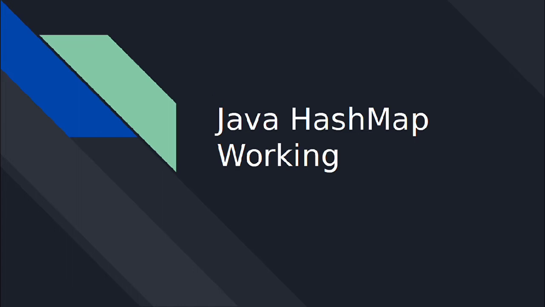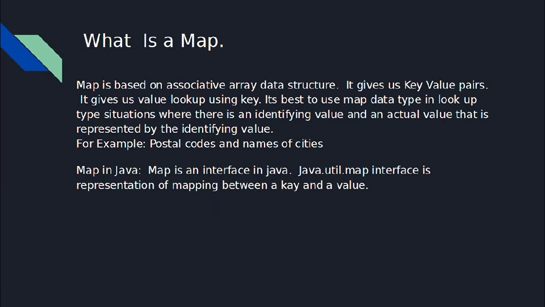In this session, we'll go over the working of hash map in Java. Let's start with what exactly is a map. A map is a data structure which gives us a way to store our data in key value pairs. Maps are based off of associative arrays data structure. It's best to use a map when we have a value which is represented by another value. For example, pin code or zip code is a representation for the city. So in this case, our pin code is the key and the city name is the value. Maps give us a way to look up values using keys.